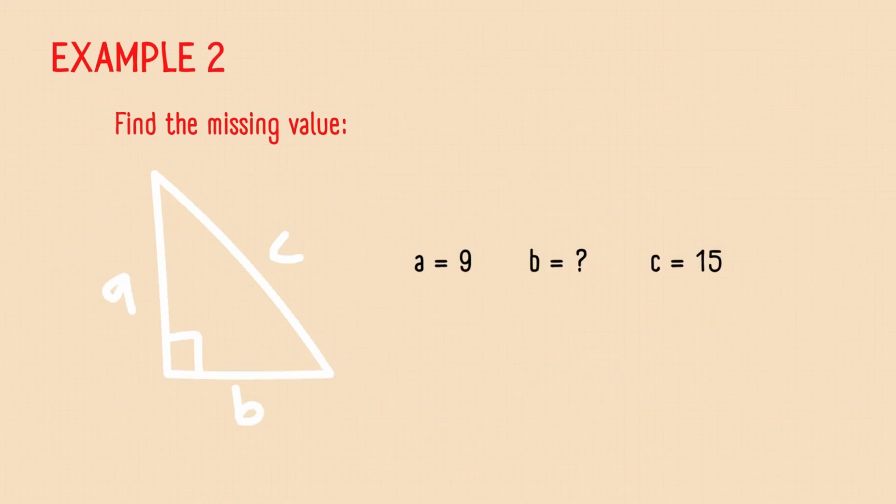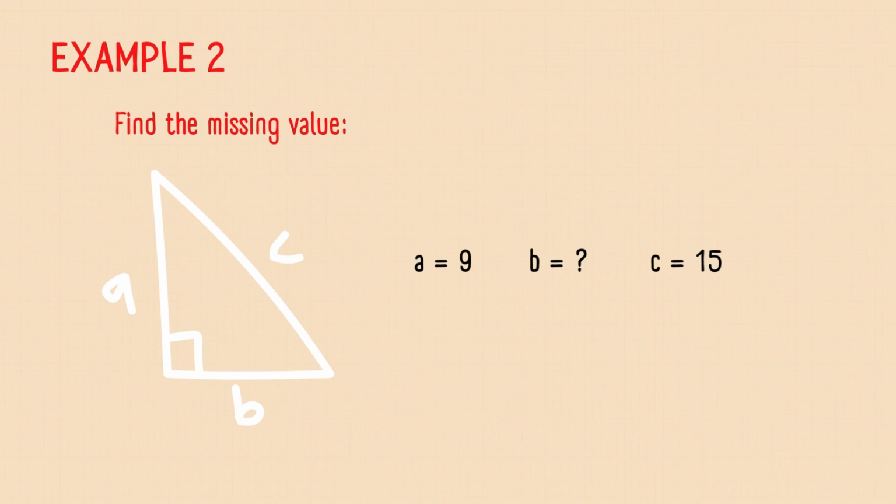Let's take a look at another example. We have this right angle. We have side A to be 9. We don't know what side B is, and then our side C is 15. So let us first of all determine what is the hypotenuse of this triangle. The hypotenuse is the longest side of the triangle, and that is the side that is facing the right angle, and that is the side C.